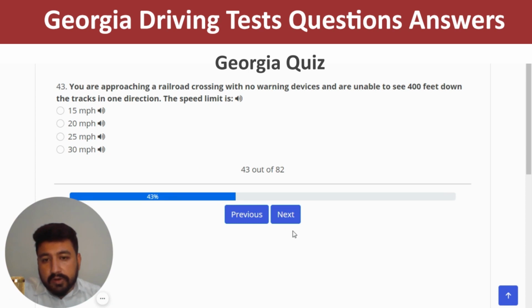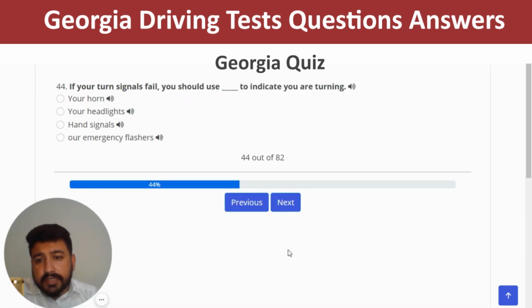You are approaching a railroad crossing with no warning devices and are unable to see 400 feet down the track in one direction. The speed limit is 15 mph. So I'm going to go on the first option, correct, and next. If your turn signals fail, you should use dash to indicate you are turning. So the right answer of 44th question is hand signals, which is the third option.